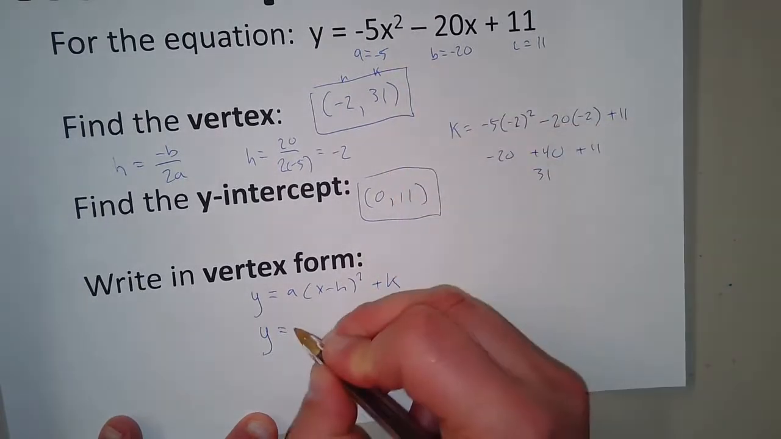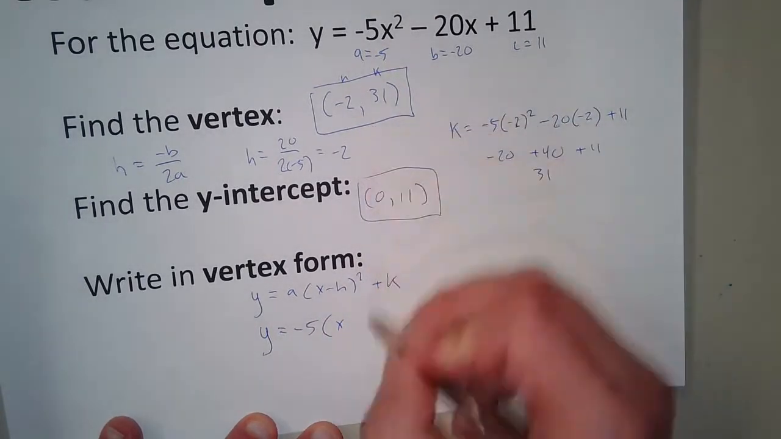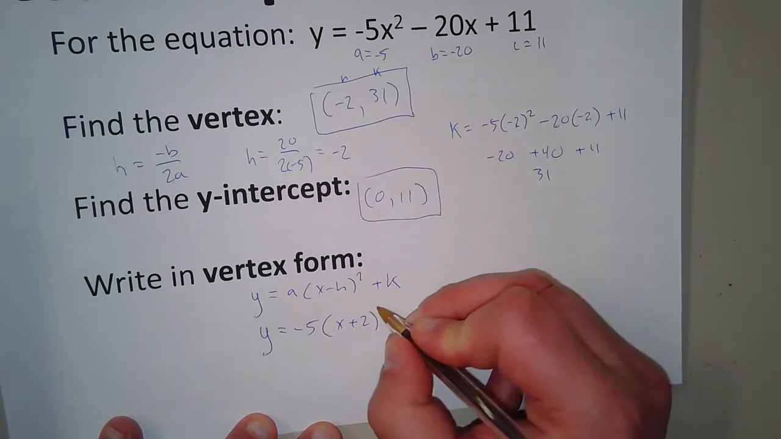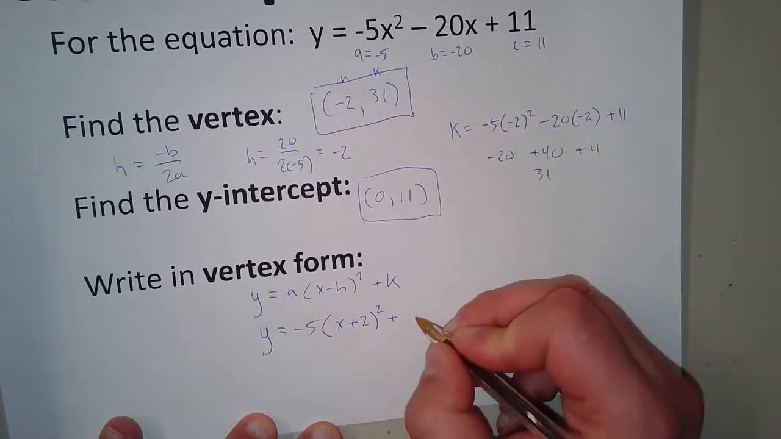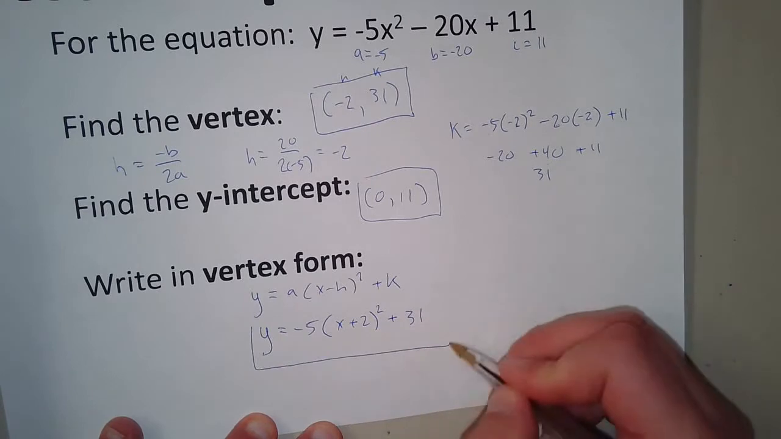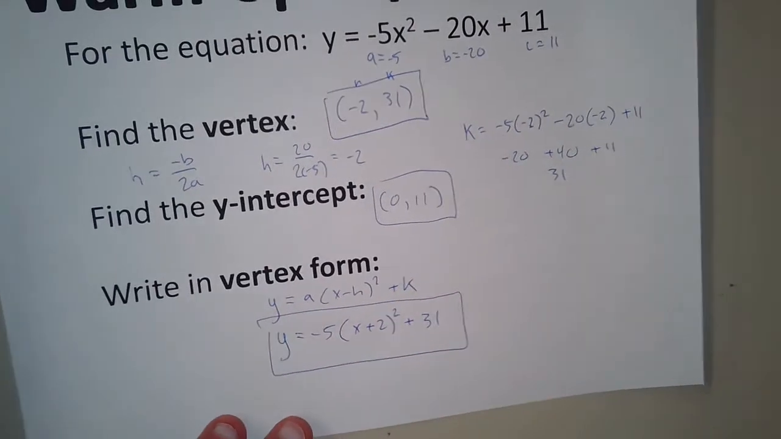So my a is negative 5. X minus negative 2, which would be just a plus 2. And then plus our k, which is 31. And so there's our vertex form equation.